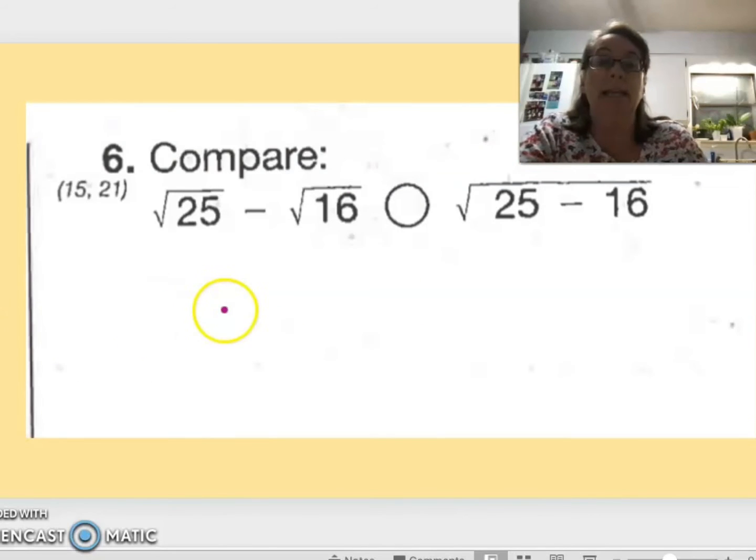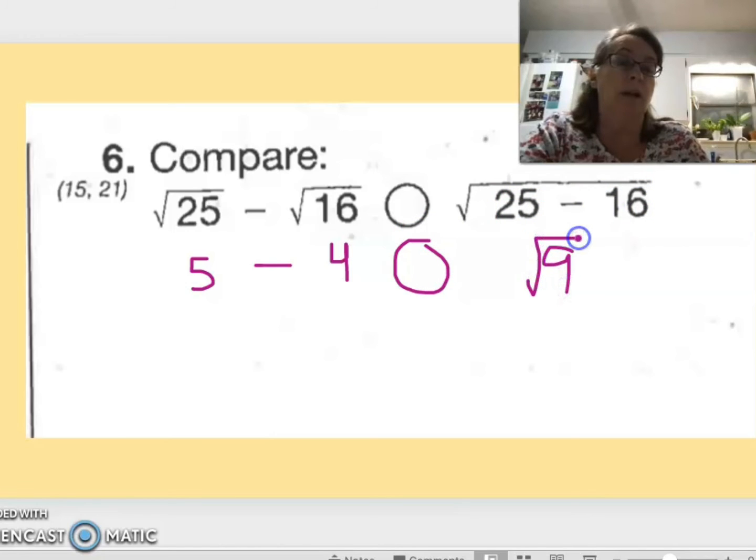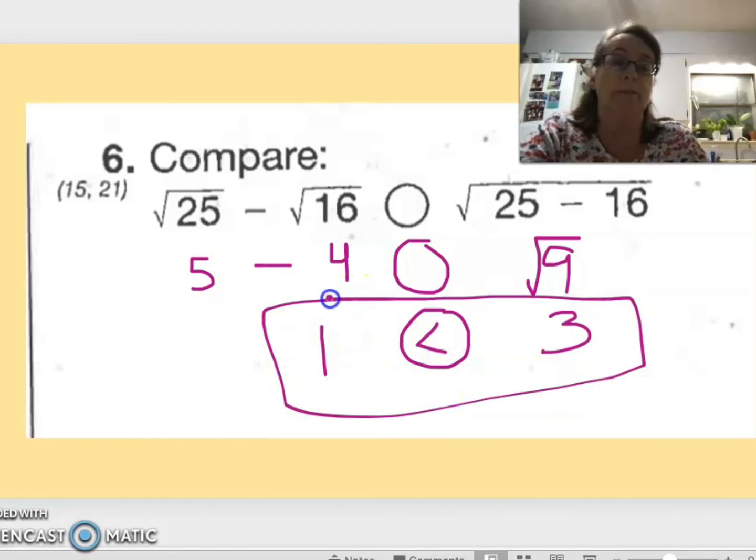Number 6 is compare. But remember, I want you to show your work. So the square root of 25 is 5. The square root of 16 is 4. 5 minus 4, our symbol. 25 minus 16 is 9. Square root of 9 is 3. 5 minus 4 is 1. 1 is less than 3. This is what I would want to see as your final statement.